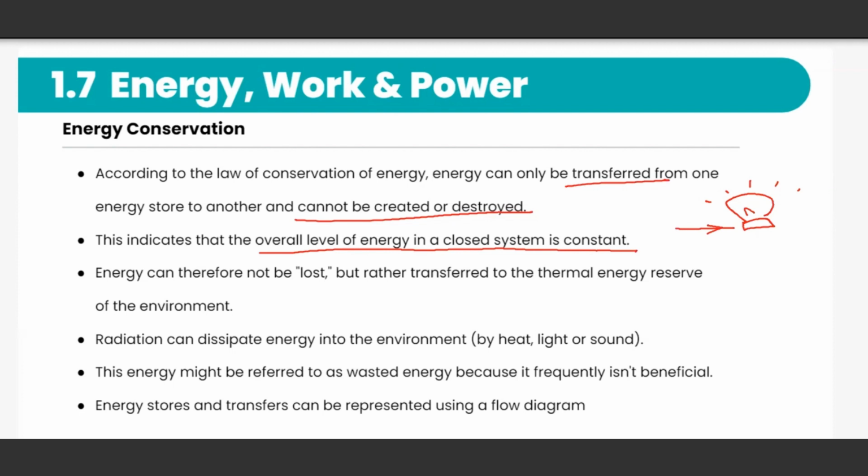That's against the law. What happens is some of the electrical energy that we give is lost to the environment as heat. Some of it is wasted as heat. So in real life, we can't convert 100% of the energy to what we want. Some of it will be wasted to the environment. Usually, it is lost to the environment as thermal energy. This radiation that is lost to the environment can be heat, light, or even sound.